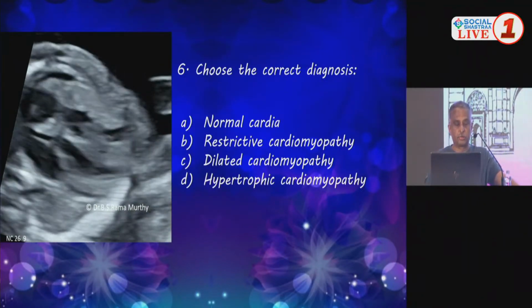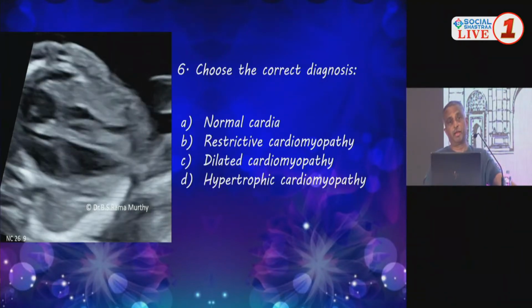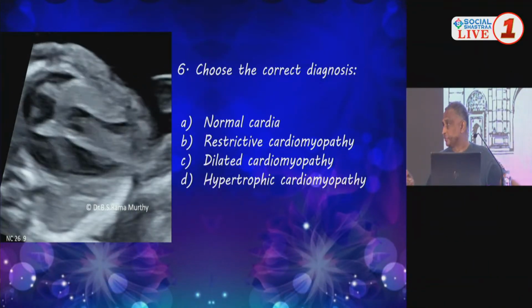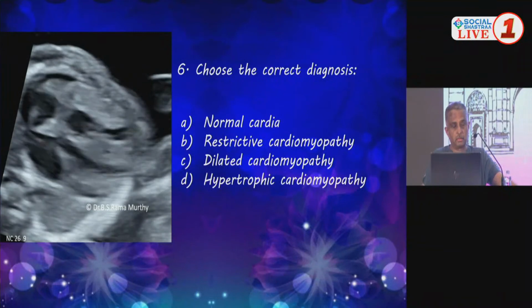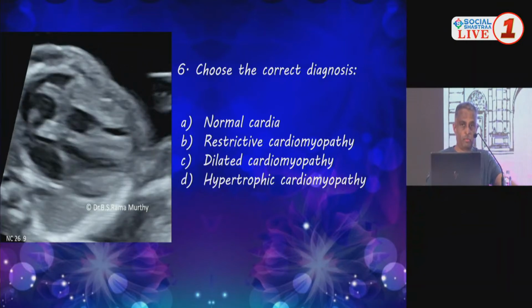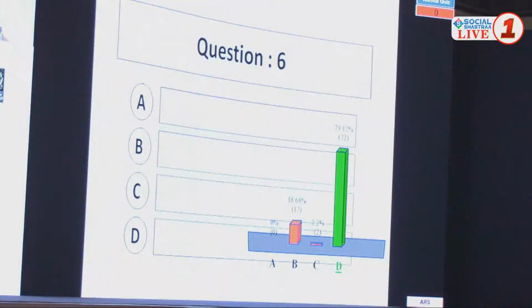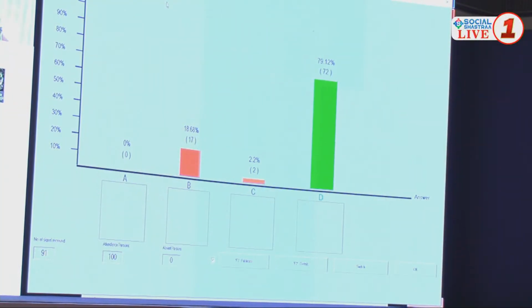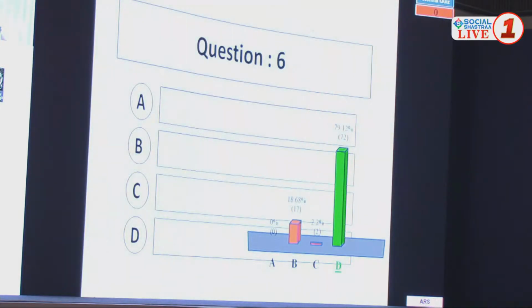Choose the correct diagnosis. Normal cardia, restrictive cardiomyopathy, dilated cardiomyopathy, hypertrophic cardiomyopathy, a very easy one. Your voting starts now, please. Yes, so we've got 79%. I said it's an easy one, and yes, you'll have agreed with me. And from a mile away, you know there's a cardiomegaly.